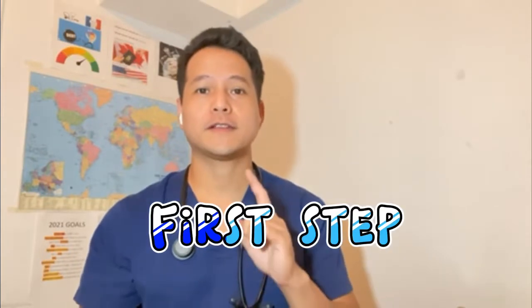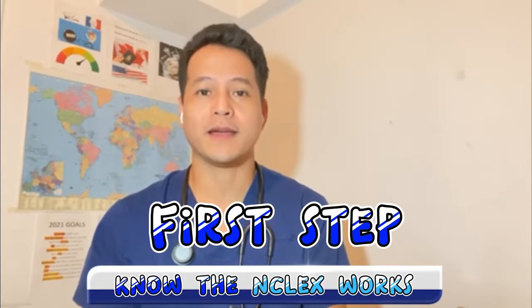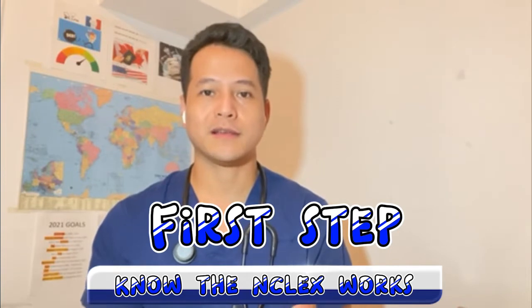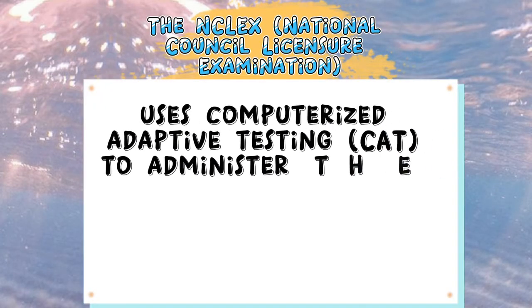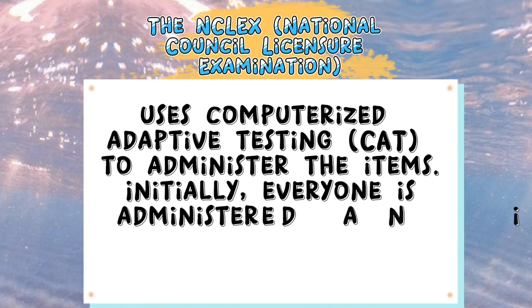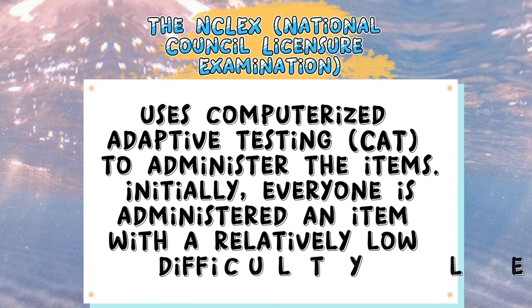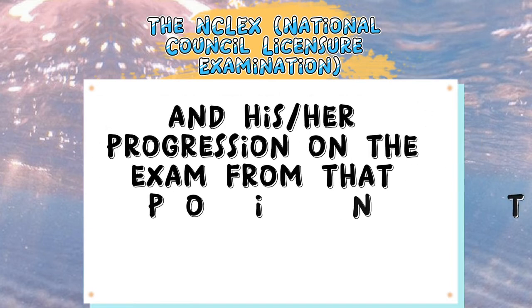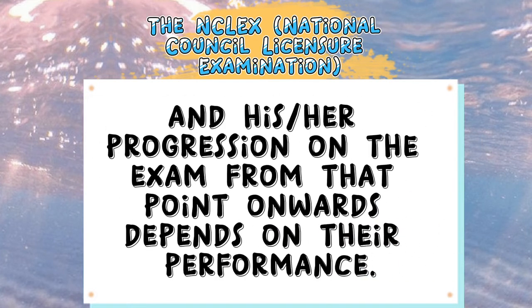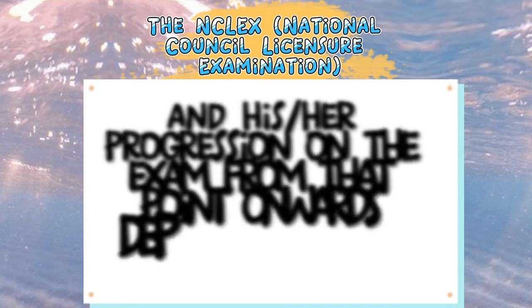Alright, so right before you start your review, the first step that you have to do is to know how the NCLEX works. Because it's like going to a battle, right? How will you survive the battle if you don't know what you are fighting for? The NCLEX, or the National Council Licensure Examination, uses computerized adaptive testing to administer the items. Initially, everyone is administered an item with a relatively low difficulty level, and his or her progression on the exam from that point onward depends on their performance.